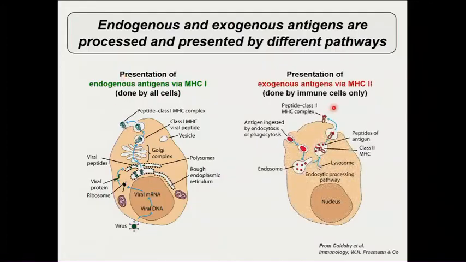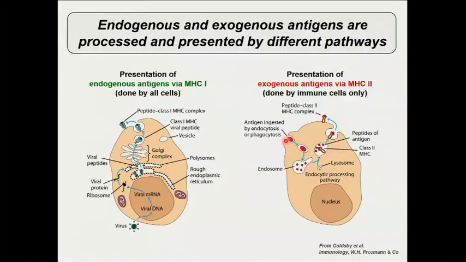So here we have the presentation of exogenous antigens. This is done by these professional immune cells only. They also have the MHC1 proteins, but they don't play a role here, so they have been omitted. And here, these cells, as I showed you before, can eat up things by endocytosis or phagocytosis, depending on how big things are.